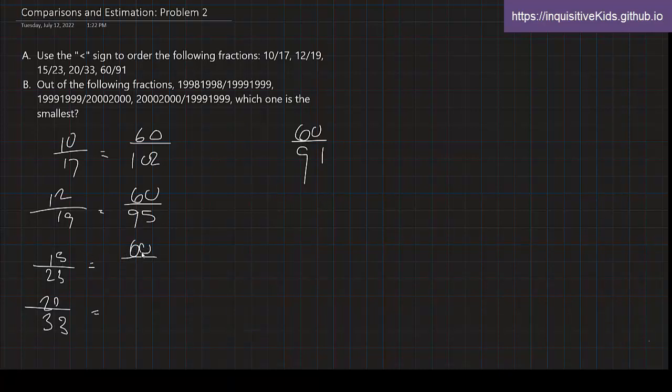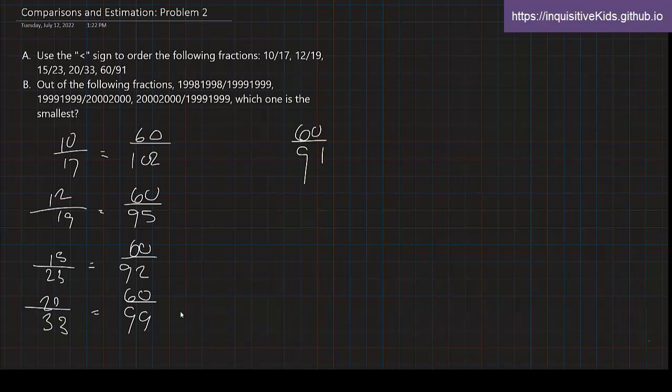Okay, so we keep doing this for the rest of the fractions as well. 15 times 4 equals 60. So what is 4 times 23? That would be 92. 20 times 3 equals 60. What is 33 times 3? That would be 99, so 60 over 99. So now that we have all of these fractions with a numerator of 60, it's much easier to compare them.